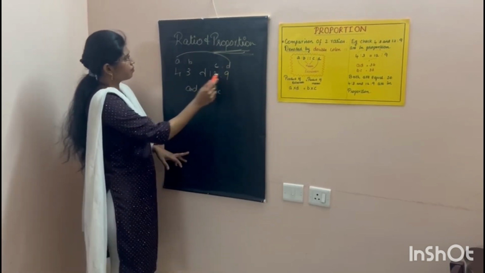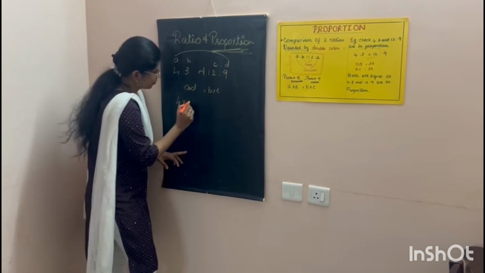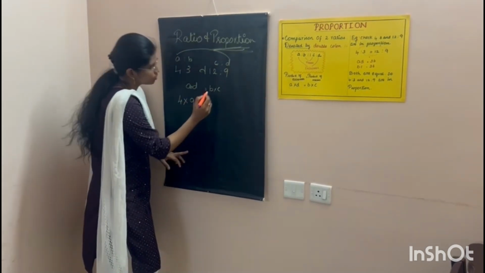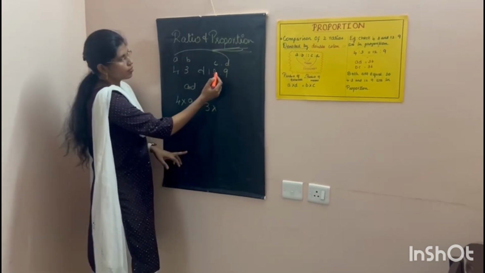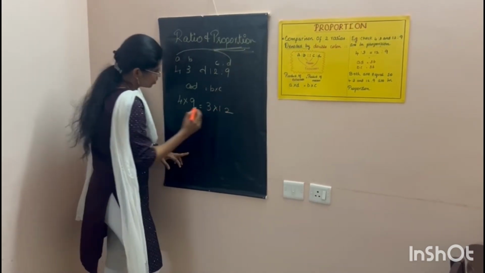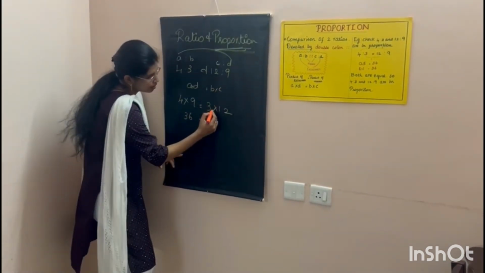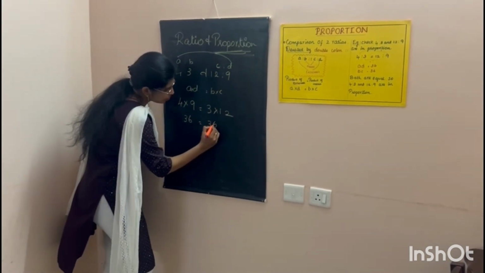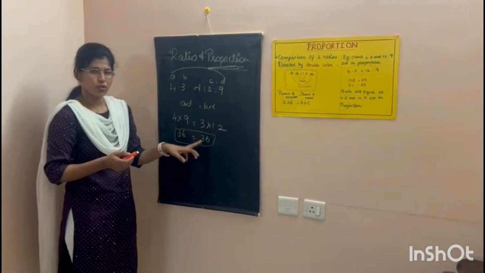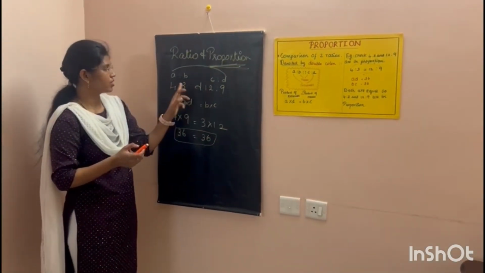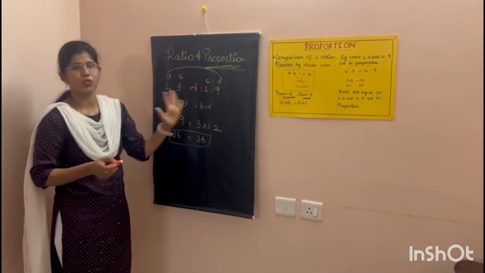What is the value of A? A is 4. What is the value of D? D is 9. This equals B times C. What is the value of B? It is 3. What is the value of C? It is 12. So 4 times 9 is 36, equal to 3 into 12, which is 36. Both numbers are equal, so the ratios are also equal. 4:3 is proportional to 12:9. So the proportion is true.